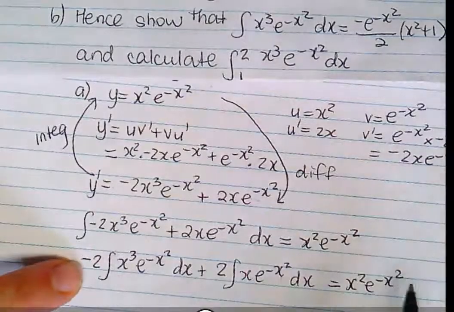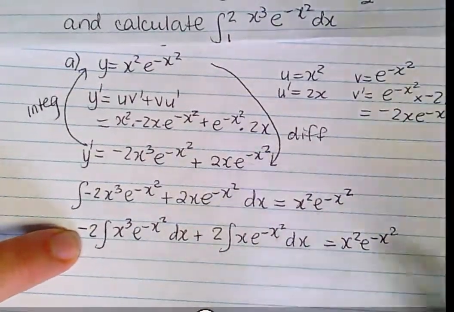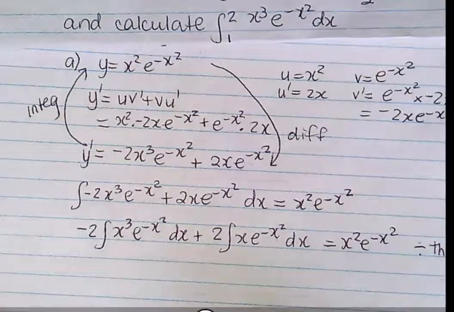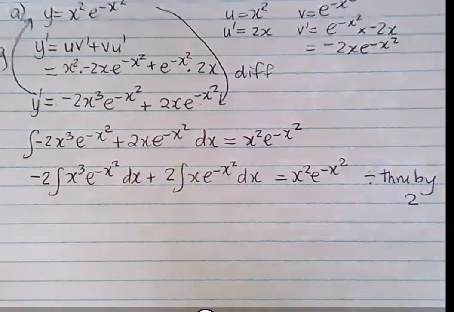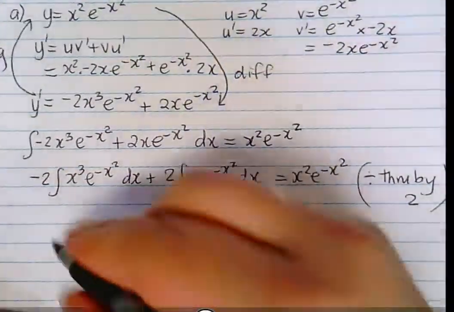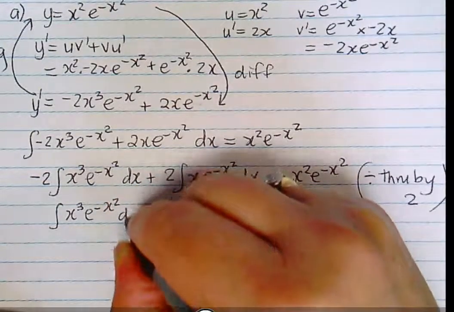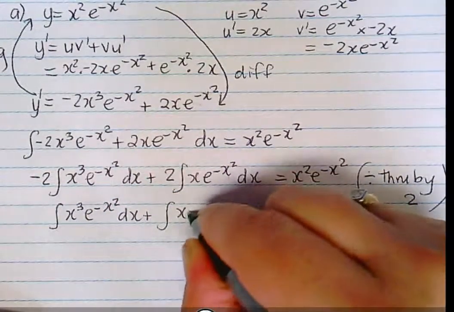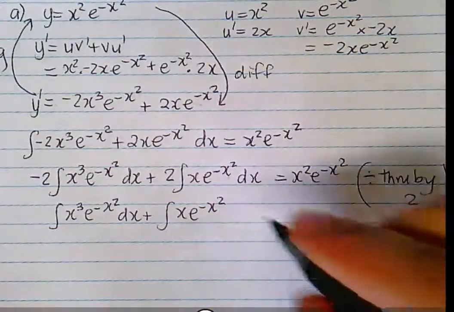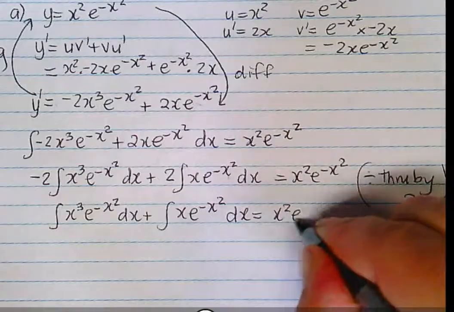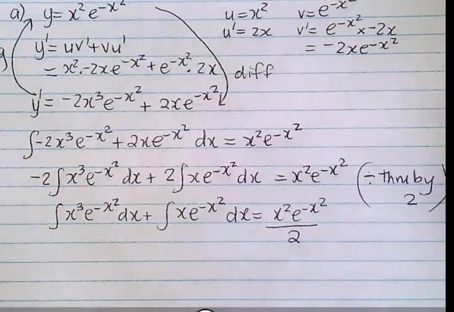So why don't I divide? Now this is an equation. I can divide both sides by 2. So dividing through by 2, dividing each side of the equation or each term by 2, I will get the integral of x cubed e to the negative x squared dx plus the integral of x e to the negative x squared dx equals this thing over here divided by 2.